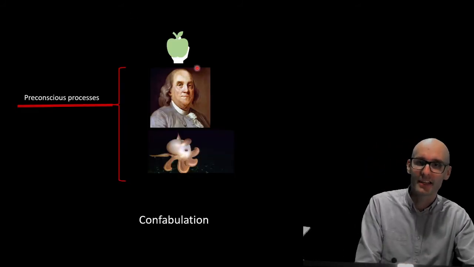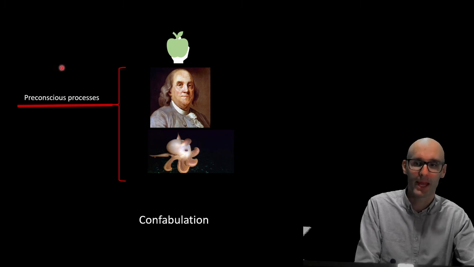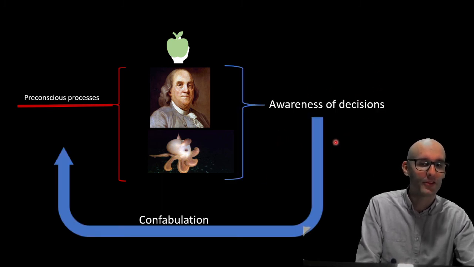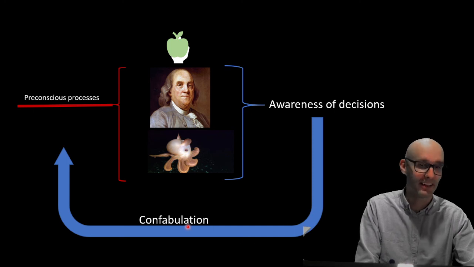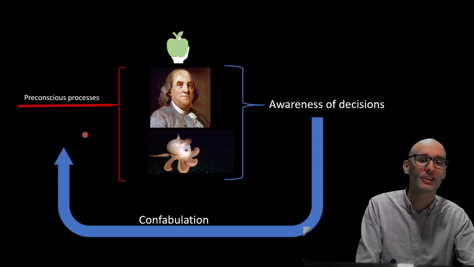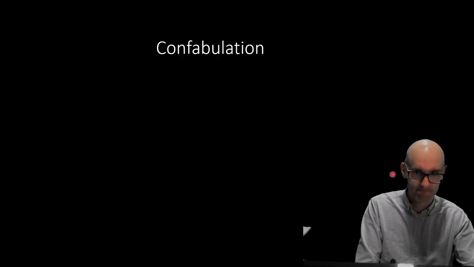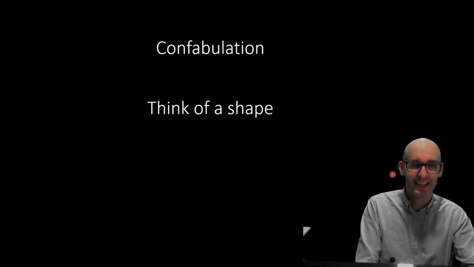So just like the apple, instead of being told to pick up the apple, we have pre-conscious processes that lead to those decisions, Benjamin Franklin and octopus. And what we often do is we become aware of those decisions, and then we confabulate back to tell us a narrative on why those thoughts came to our mind. Confabulation. So let's practice again.